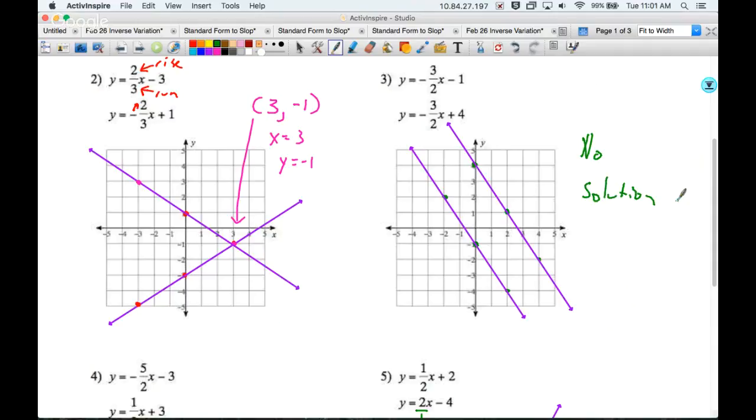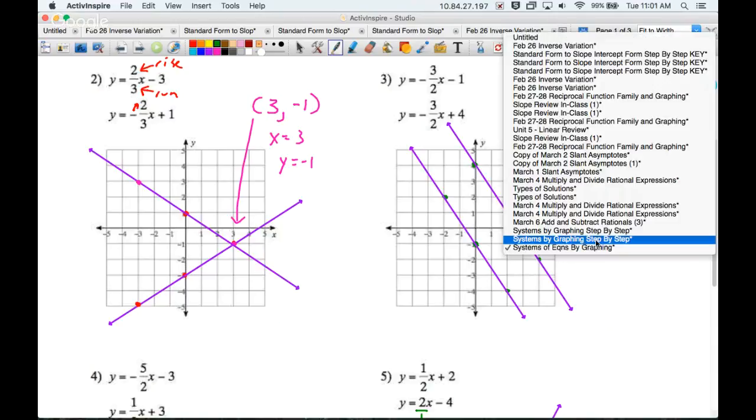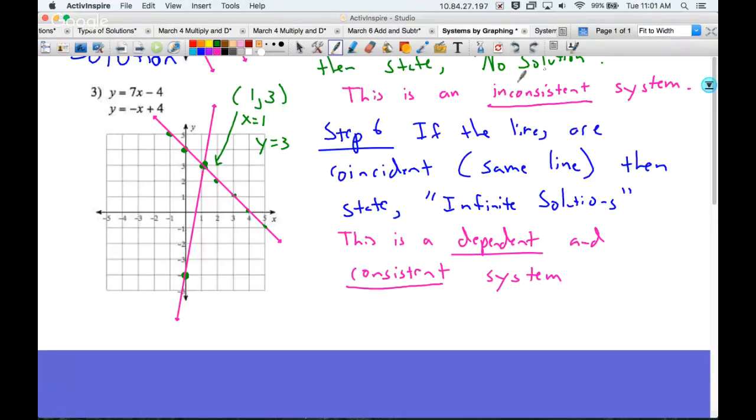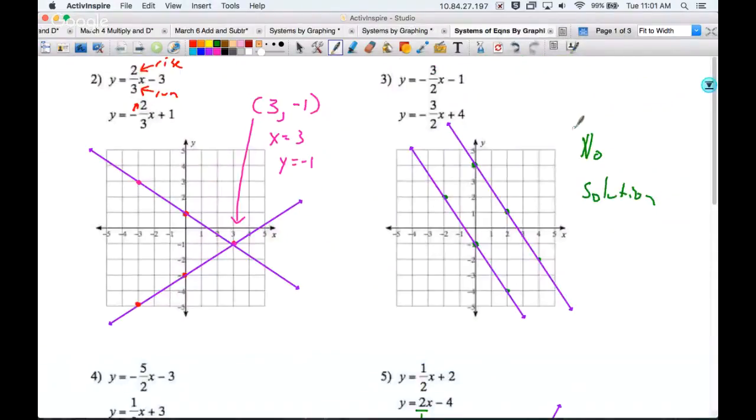I think it's discontinuous. Let me look at our notes for today. I always forget this word. Oh, inconsistent. That's the word. I don't know why it was escaping me for a second. It's an inconsistent system. Therefore, we have no solution.